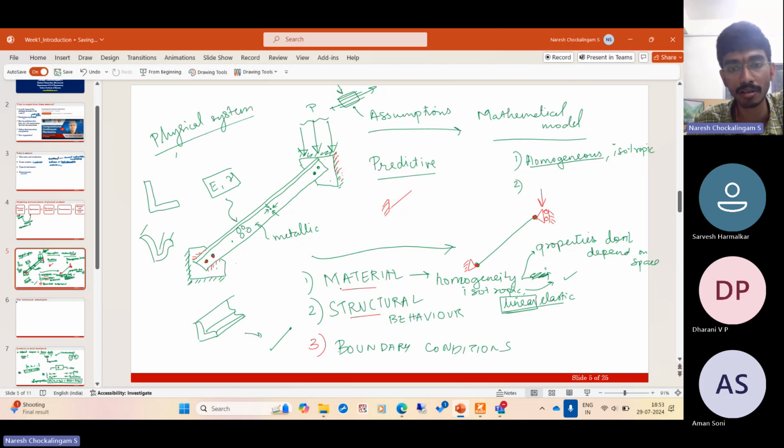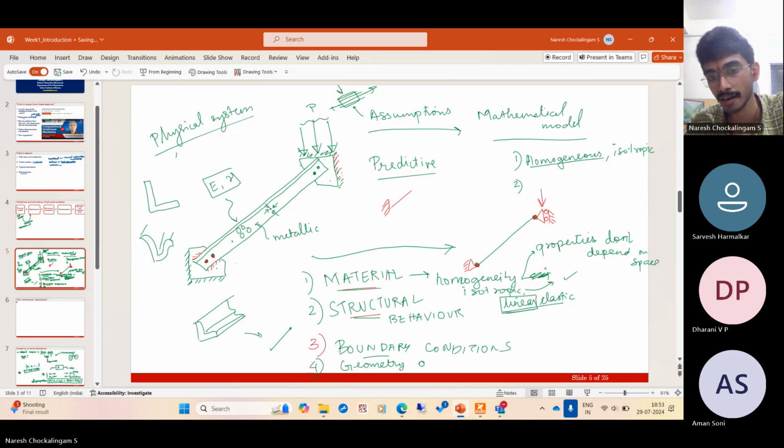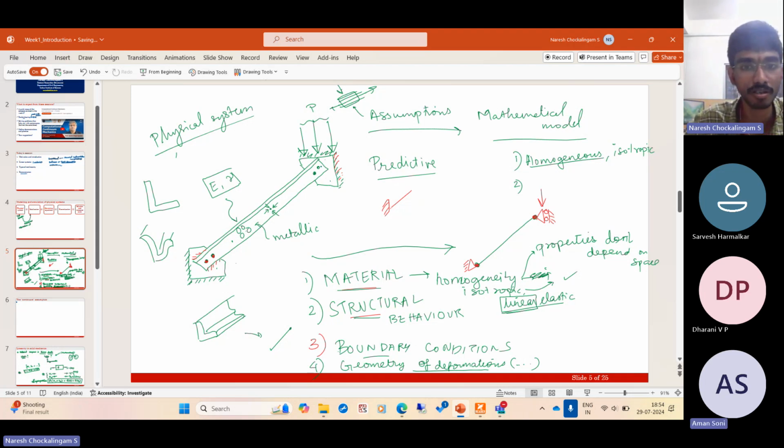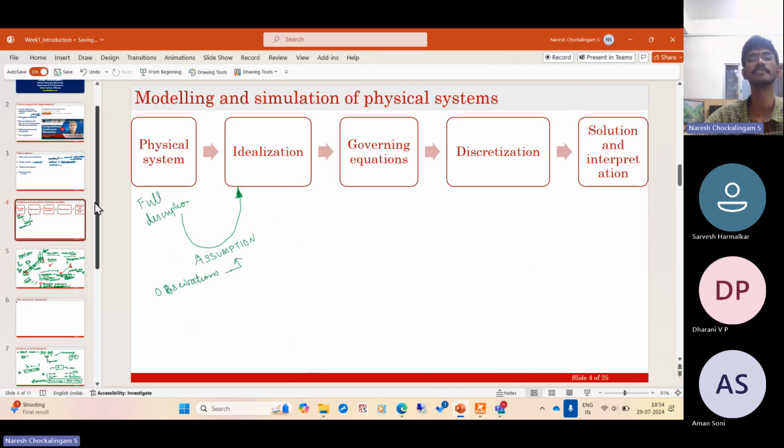Right? You have idealizations about the material, structural behavior, boundary conditions, and you have one more. What is it? So material, we assume linear elastic and all. Structural behavior is one thing. Boundary conditions is one thing. Then you also have something about the geometry of deformation. Geometric non-linearity, I think we will not consider in this. Yes, usually we don't consider nonlinearity, but we'll see this in detail, right? These three are obvious. This is kind of implicit when we talk about the strain measures. So I'll also come to it because that's a part of today's discussion.